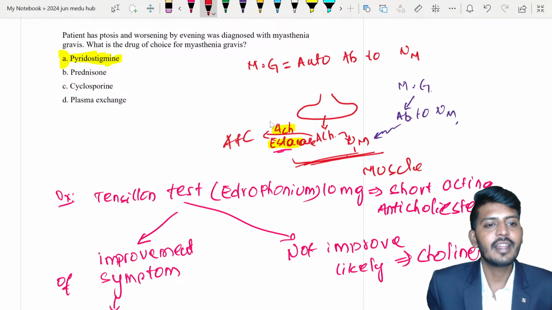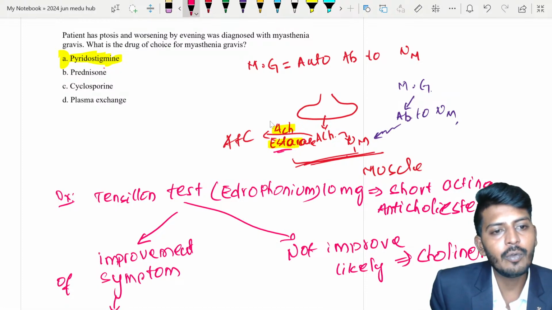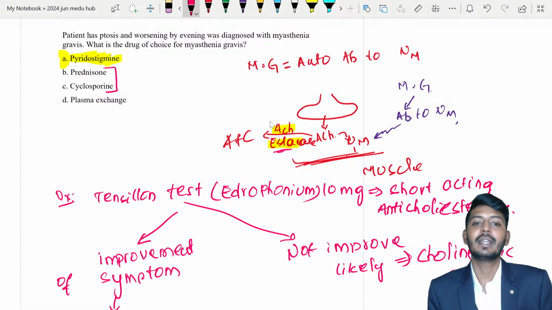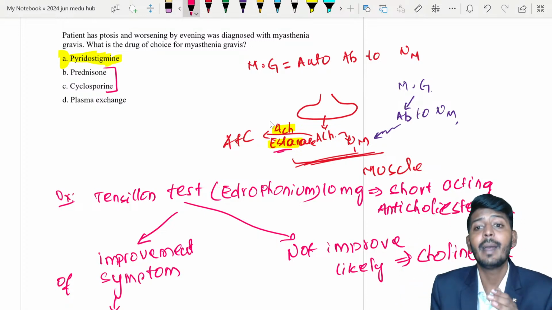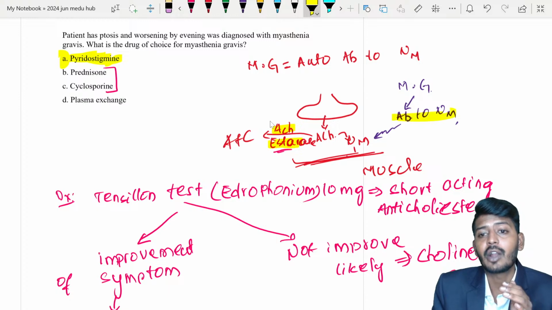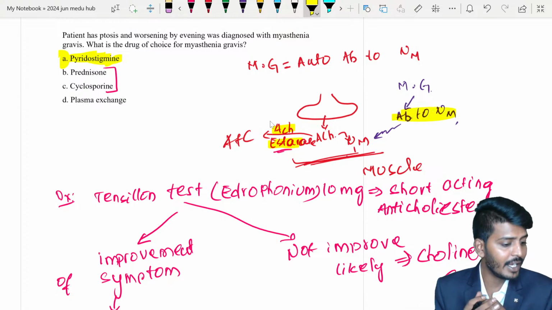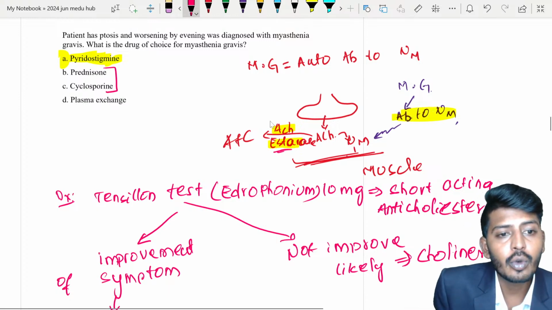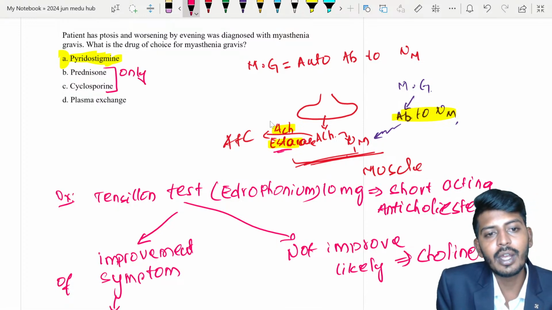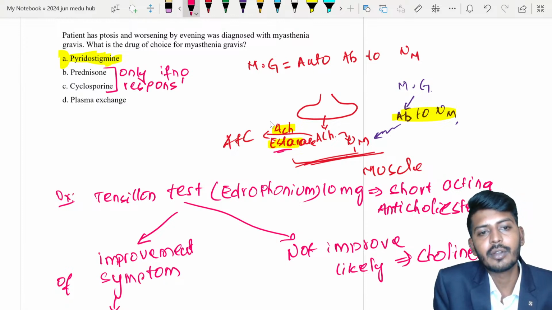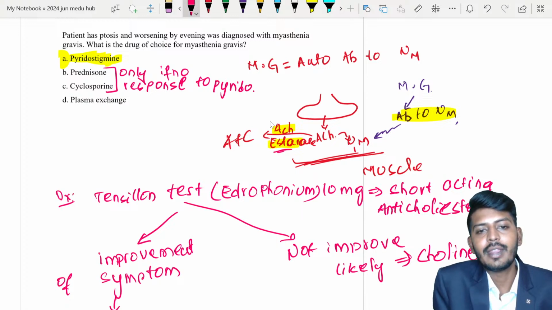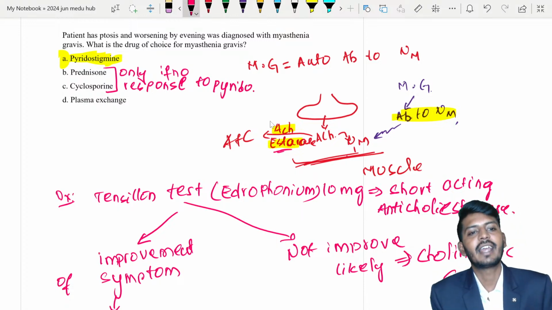Aur kya hai sir? Sir, ye bhi toh use kar sakte ho na. Why don't we use prednisolone and cyclosporin? Prednisolone and cyclosporin can also be used, right? Because they are suppressing the immune system, toh auto antibodies nahi banega. Auto antibody nahi banega toh yes, definitely we can use that. But remember, they are used only if no response to pyridostigmine. If no response to pyridostigmine, then we are going to use prednisolone and cyclosporin.